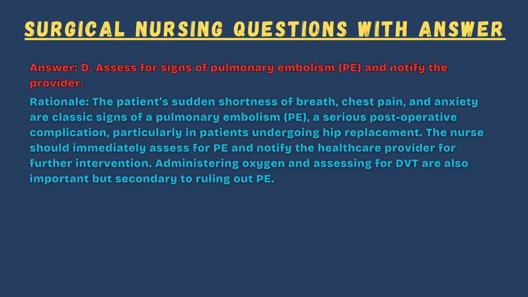Answer: D. Assess for signs of pulmonary embolism (PE) and notify the provider. Rationale: the patient's sudden shortness of breath, chest pain, and anxiety are classic signs of a pulmonary embolism (PE), a serious post-operative complication, particularly in patients undergoing hip replacement. The nurse should immediately assess for PE and notify the healthcare provider for further intervention. Administering oxygen and assessing for DVT are also important, but secondary to ruling out PE.